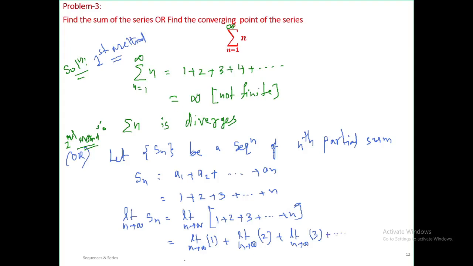So therefore what will we get? 1 plus 2 plus 3 plus up to so on. What is the last one here? The limit as n tends to infinity of n, right? So up to so on plus the limit as n tends to infinity of n, which is infinity. What is this value? 1 plus 2 plus up to so on infinity is nothing but infinity only. So therefore, the conclusion: the sequence of nth partial sums diverges. It diverges.